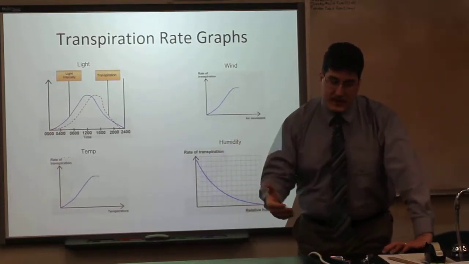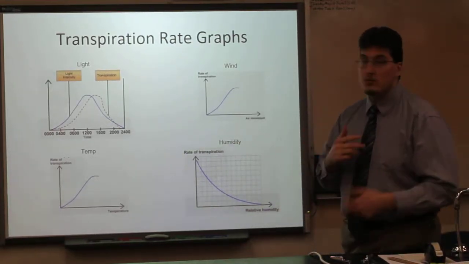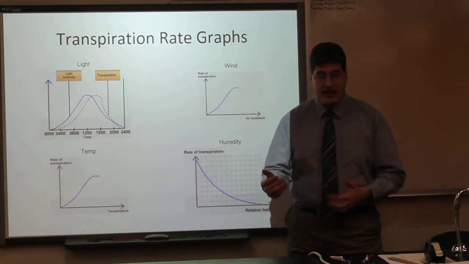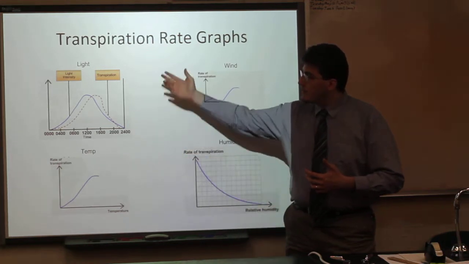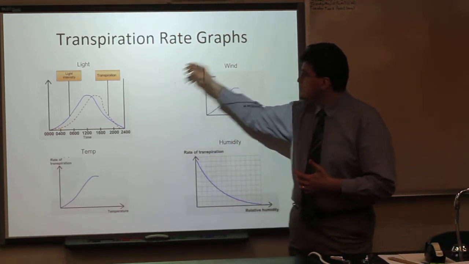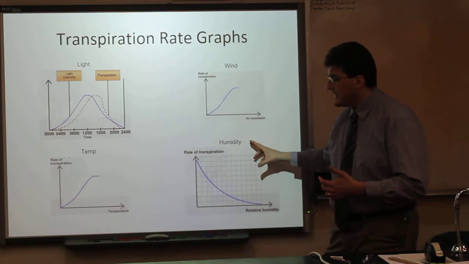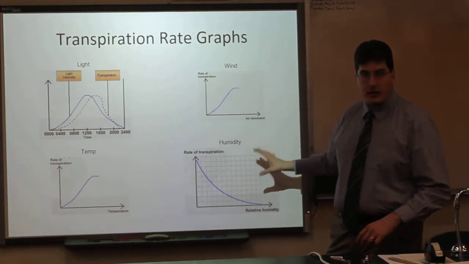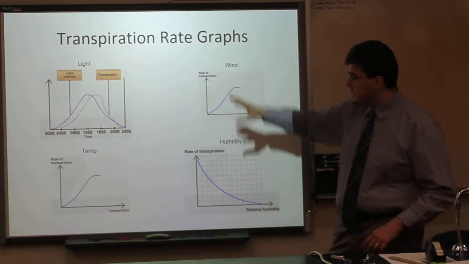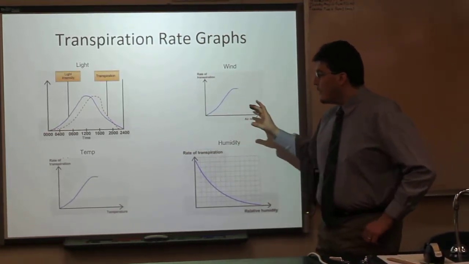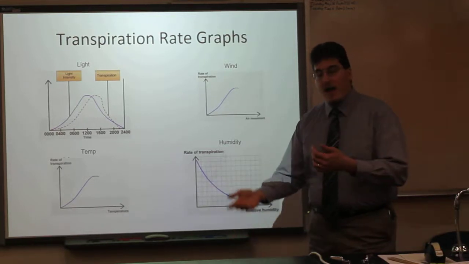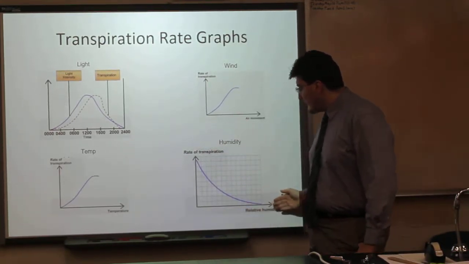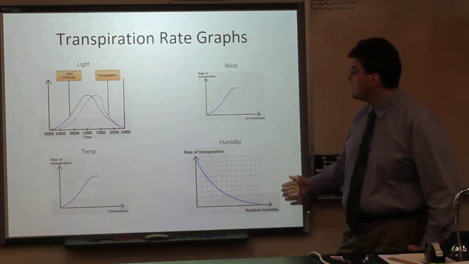So we're going to start this video with transpiration rate graphs. We're going to have a couple of different factors that will affect our rate of transpiration. We're going to start with light, wind, temperature, and humidity. So let's actually start down here with humidity instead of in the order that I read them. So with humidity, we have our rate of transpiration on the y-axis and our relative humidity on the x-axis.